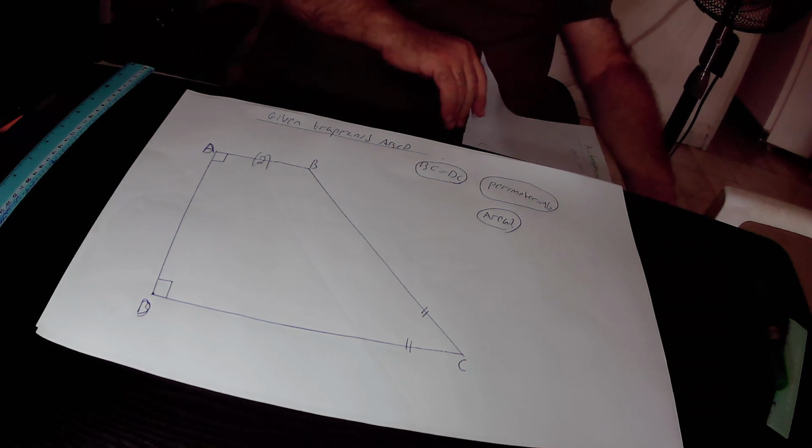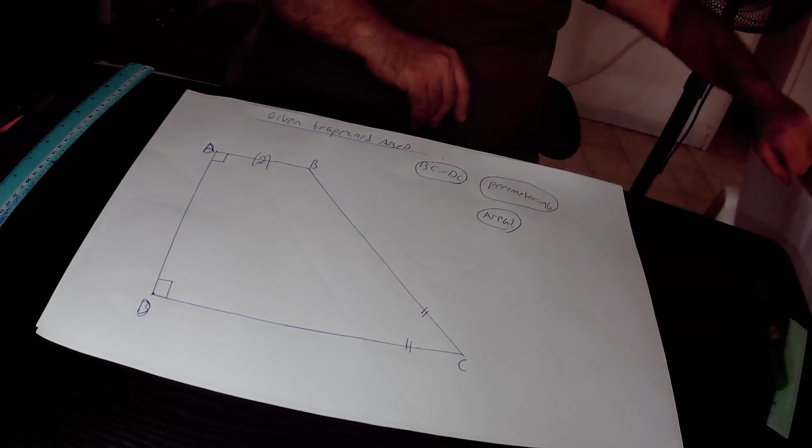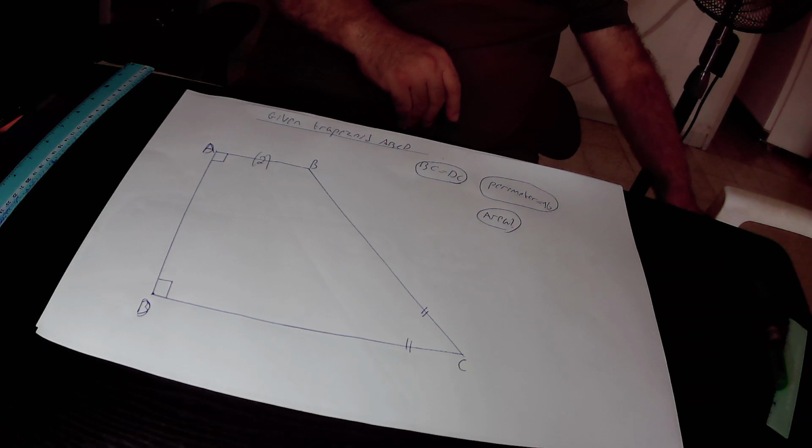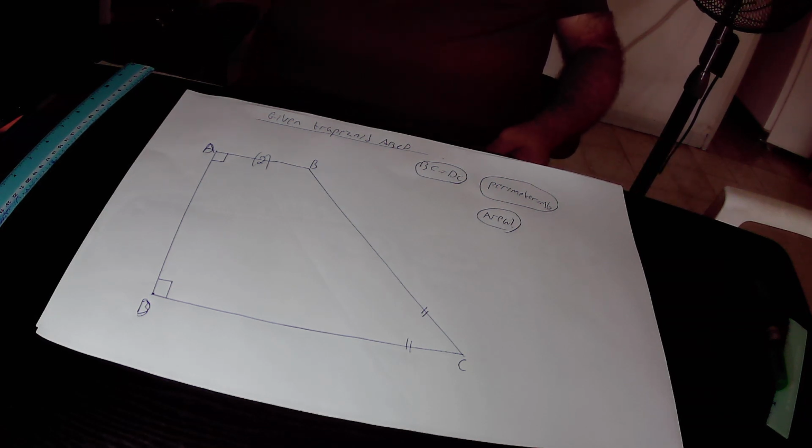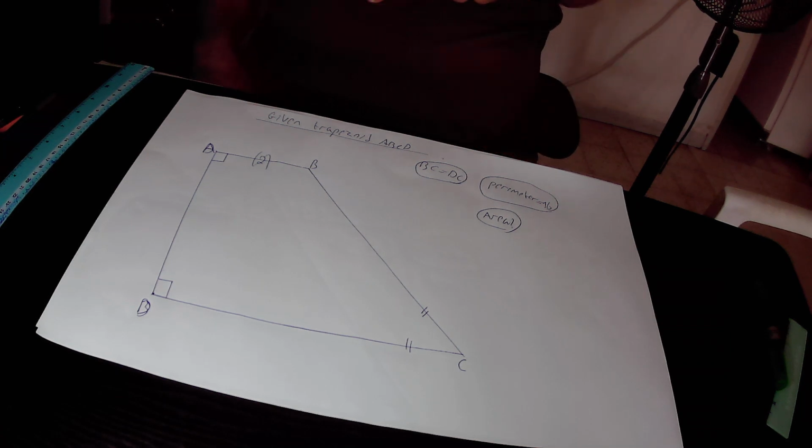So, in the first question, we find out the area of this trapezoid ABCD. It is given in the question that the perimeter of this trapezoid ABCD is equal to 16 units. What is the perimeter of a trapezoid? The perimeter of a trapezoid is the sum of the lengths of all the sides of the trapezoid.